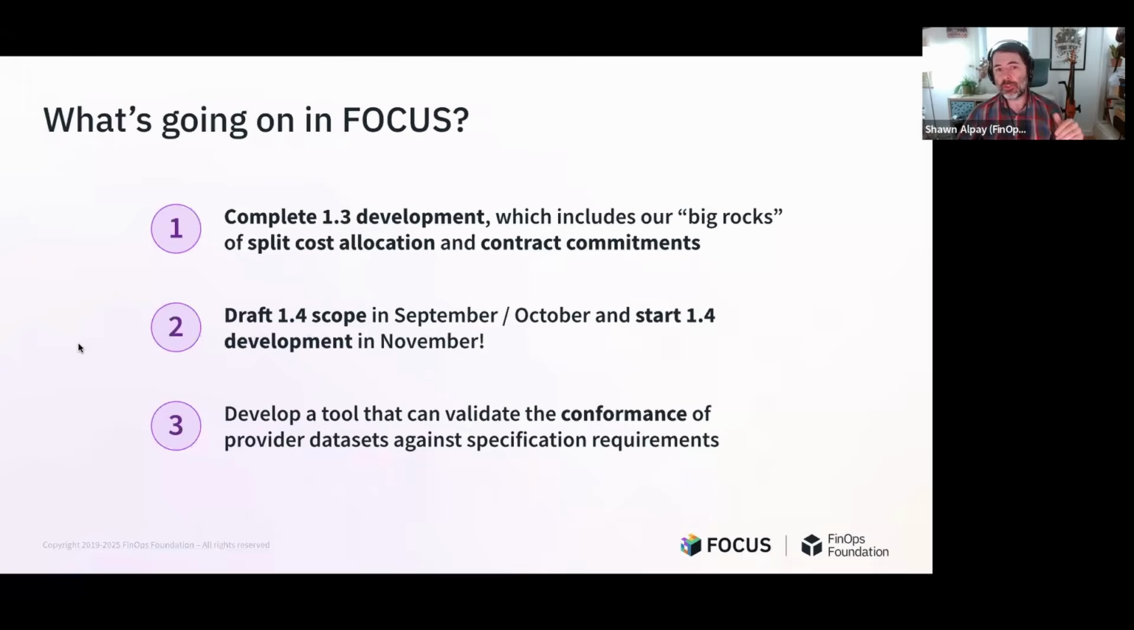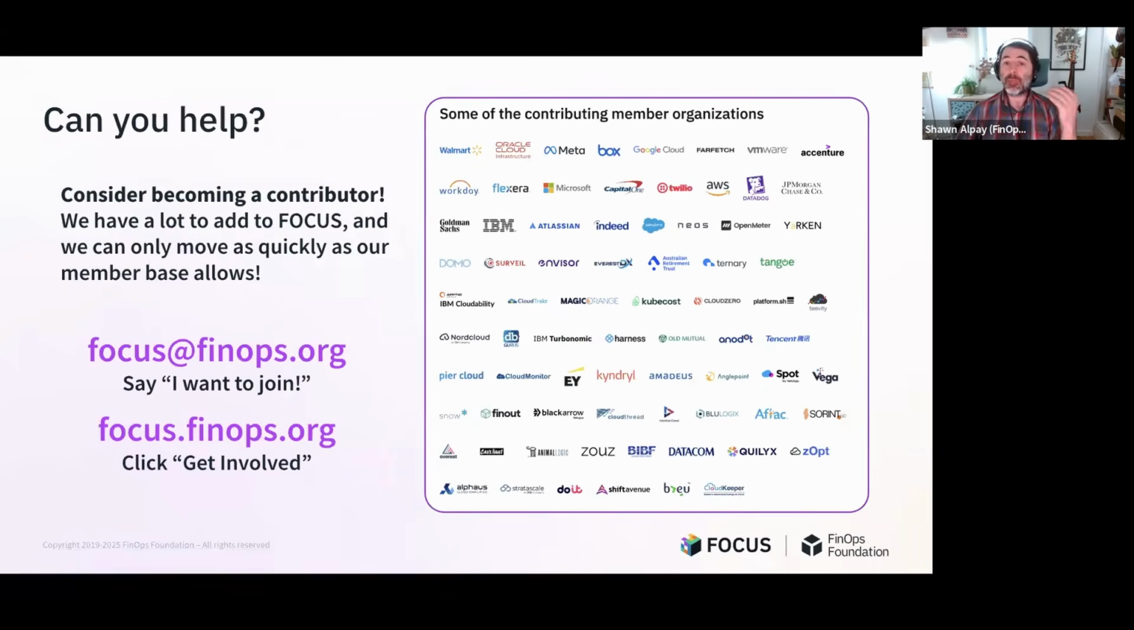If any of this interests you, please consider becoming a contributor. We have a lot we want to do within FOCUS. We have years of work ahead of us. We can only move as quickly as our working group member base allows. So if you think you could help move the specification forward, not just consume it, but actually help build it, we'd love for you to join the project.